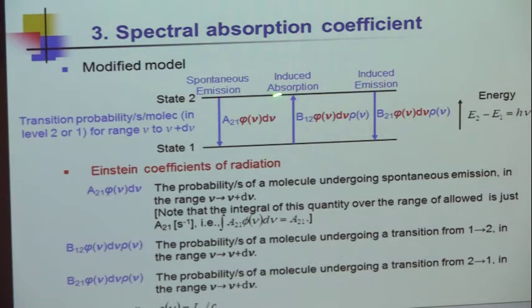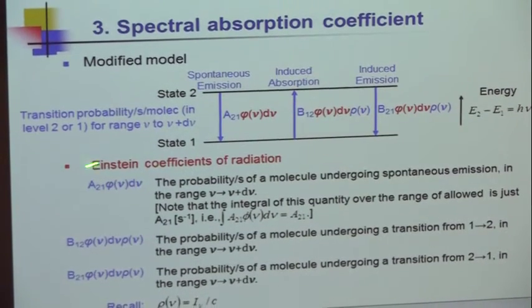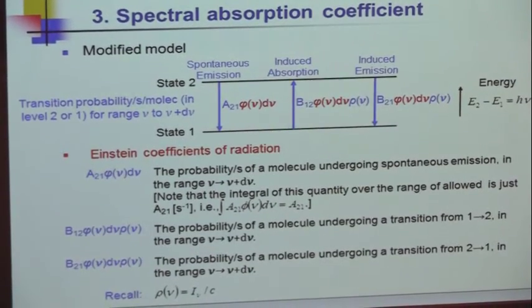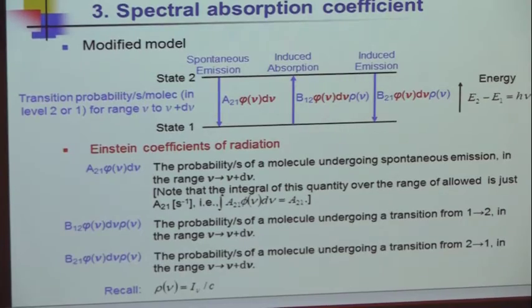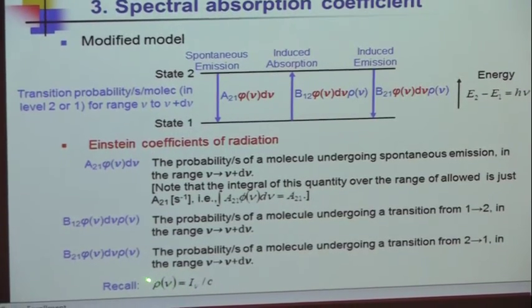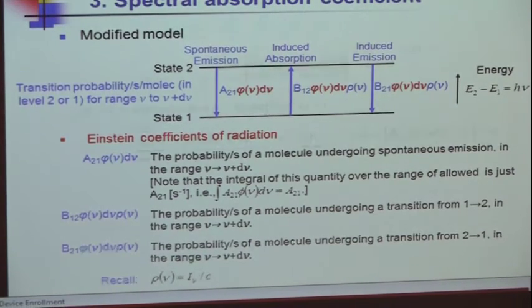But we still have the A's and the B's. The definitions are shown here. Probability of spontaneous emission in this range, so I have to multiply this together. That would give me the frequency range, and that's the probability. So the integral of this quantity over frequency would be A21, and so on for B's and rhos, using my definition here of how to convert from Einstein's rho to my I nu.